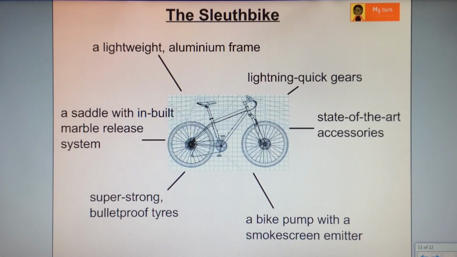I've also got state-of-the-art accessories and super-strong bulletproof tyres. So I have included some expanded noun phrases and I have included some hyphenated adjectives. I have remembered to include commas when I'm just listing two adjectives, and I've used some hyphens for my hyphenated adjectives. So I've had a go at Chili 2 there, describing the gadget that I have chosen.